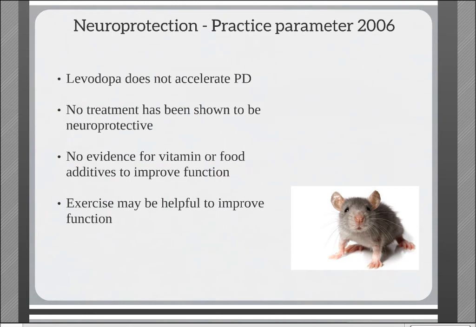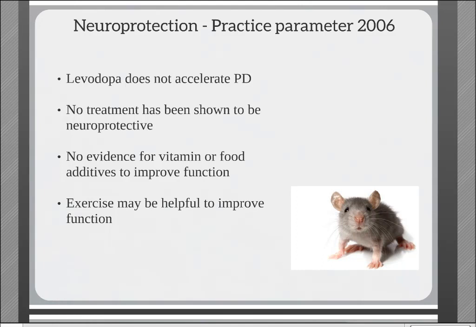This is the last practice parameter for Parkinson's disease in Canada. There's another one being produced that should come out in the next year. So the statements of this are very basic. The statements at that time were levodopa does not accelerate Parkinson's disease. That's still true. No treatment has been shown to be neuroprotective. That's still true. There's no evidence for vitamin or food additives to improve function. Unfortunately, that's still true, although a lot of people will still take things.